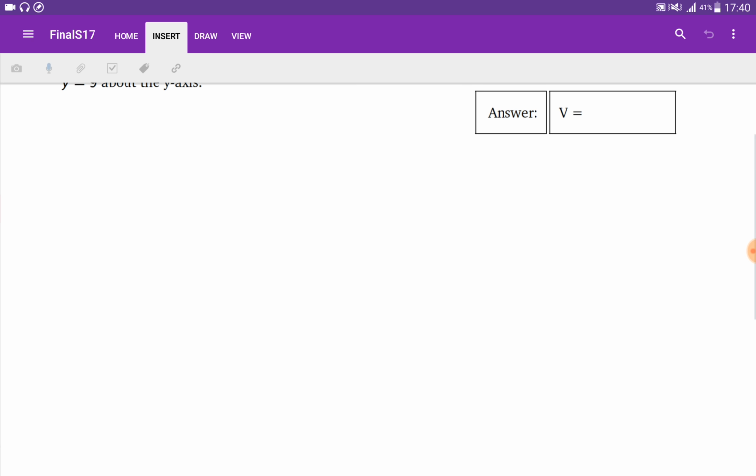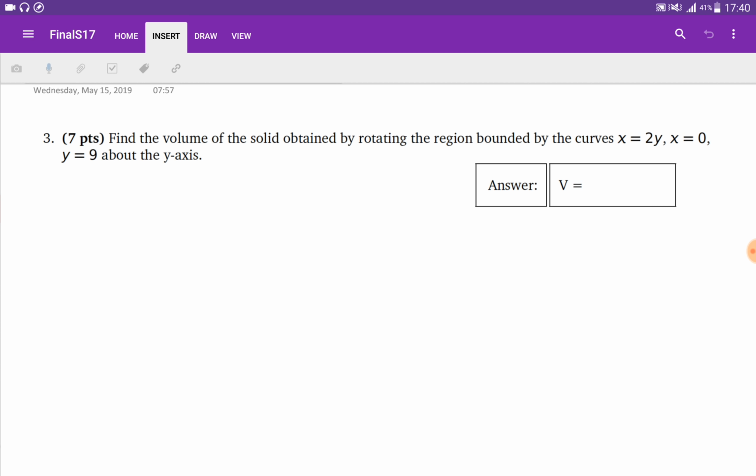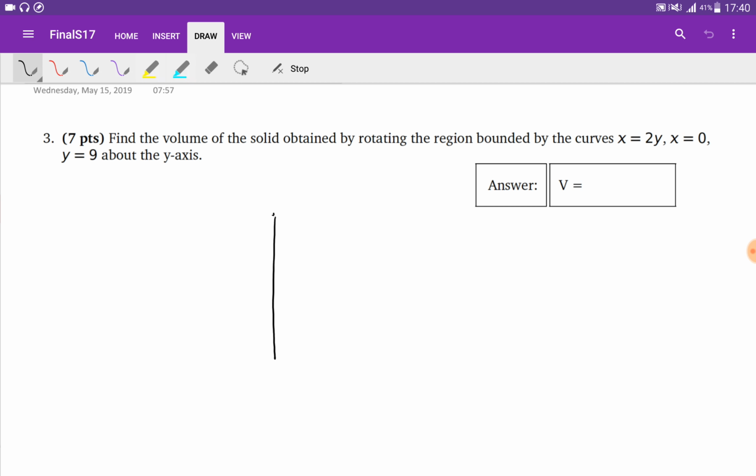Problem number 3 is on volumes. We're given 3 curves, and we need to define the region, rotate it around the y-axis, and find the volume of the solid which we obtain by rotating this region. So let us try to draw this. We are going to draw the 3 functions.